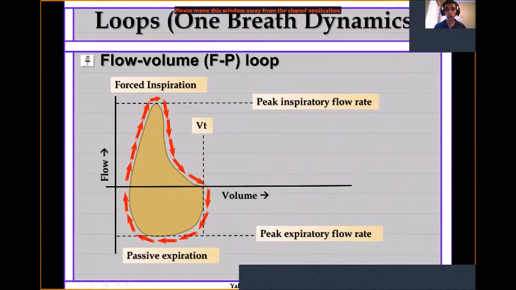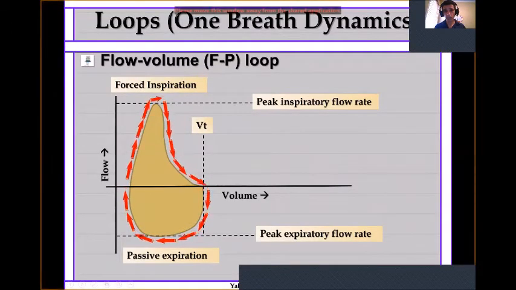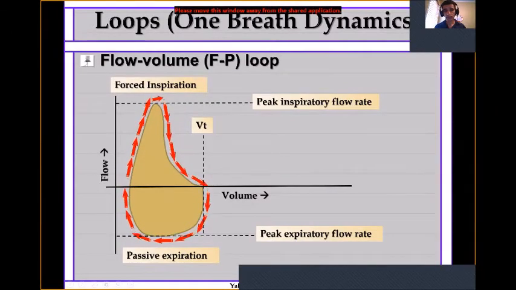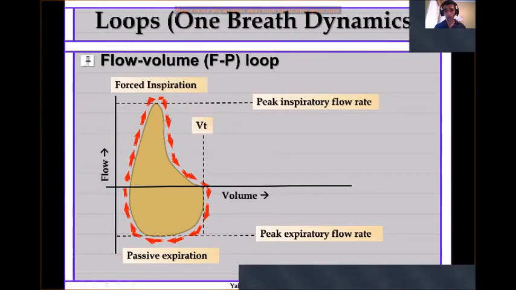The other loop is called the flow volume loop. And this is different from spirometry, because in spirometry you will have expiration here and the inspiration down. This is different in the ventilator. In the ventilator, you have forced inspiration but passive expiration, while in spirometry you have forced expiration because you're asking the patient to exhale out. So it's very important to remember that flow has a positive and a negative deflection.